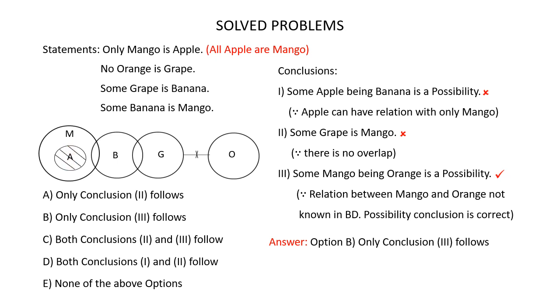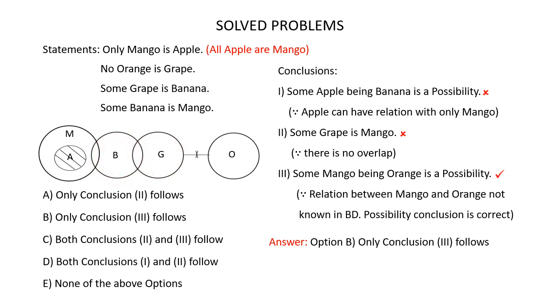No orange is grape. Now we'll consider this statement later. Some grape is banana. We'll consider this statement also later. Some banana is mango. So there has to be a partial overlap between banana and mango. Some grape is banana. So there has to be a partial overlap between grape and banana.